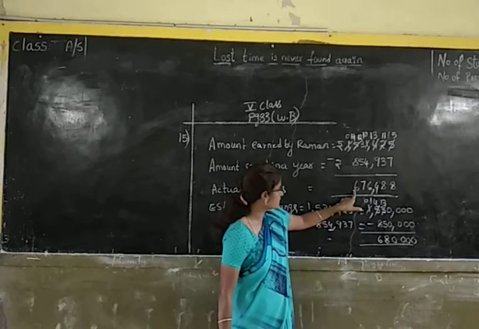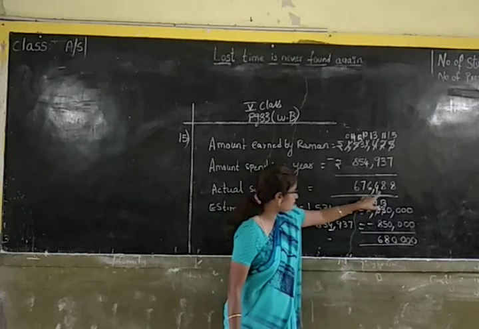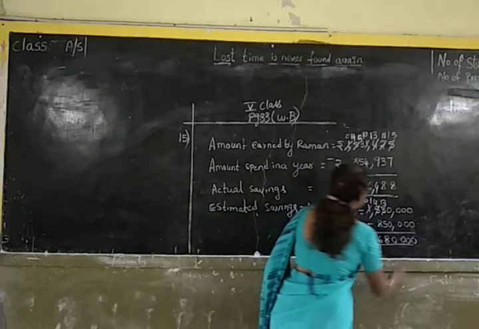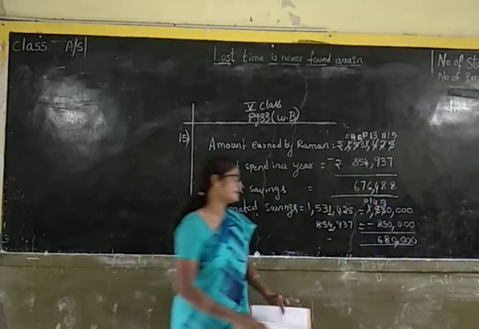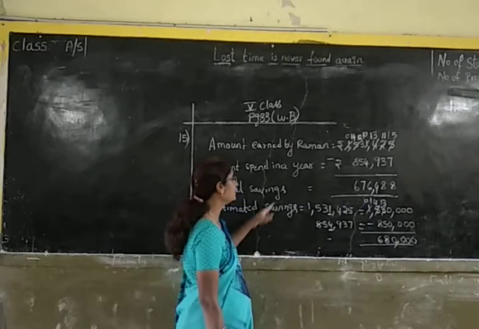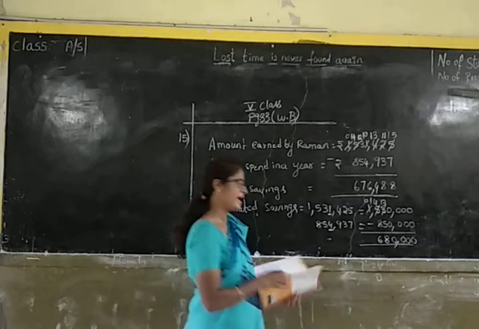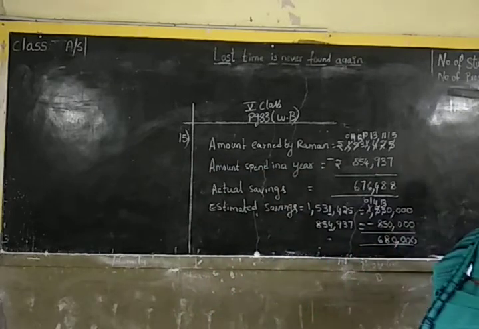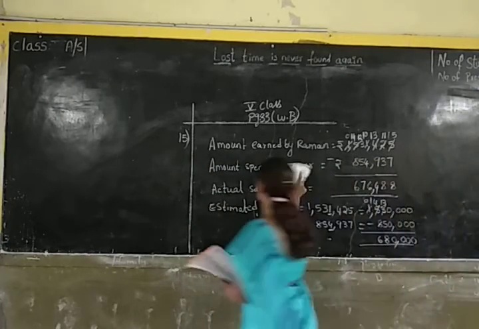So actual savings is 676,488. Estimated savings is 680,000. Now we have to find out the difference between the estimated savings and the actual savings. Okay, children.